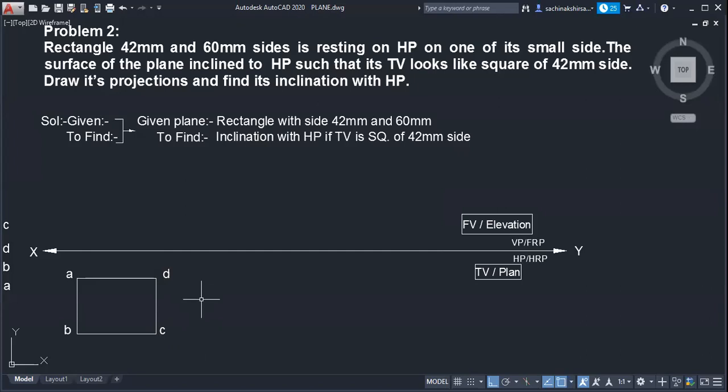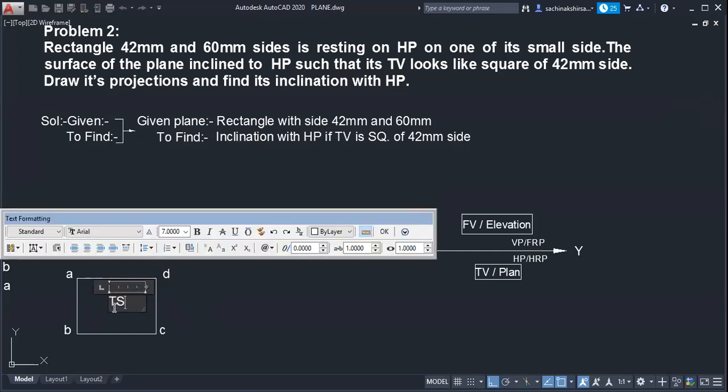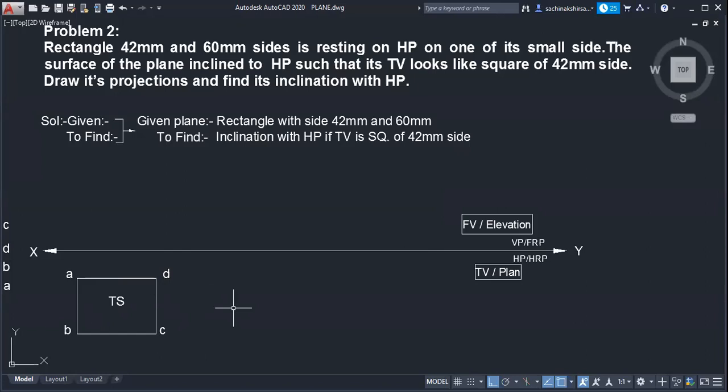Name doesn't matter. You can give any name. It doesn't matter what name you are giving. You can give 1, 2, 3, LMN, PQRS, whatever you want. Here it is a true shape. Okay, true shape we have drawn. As I discussed earlier, the top view is a true shape. So what to do next?